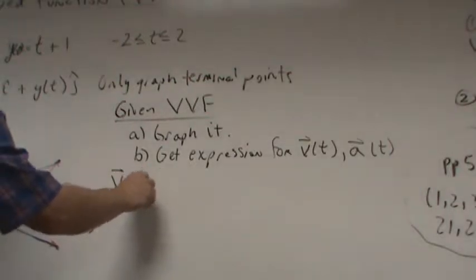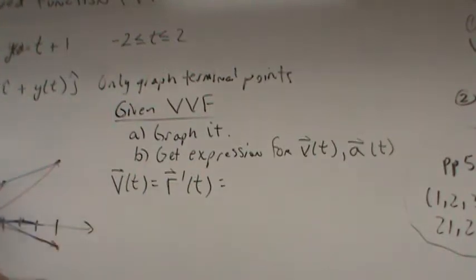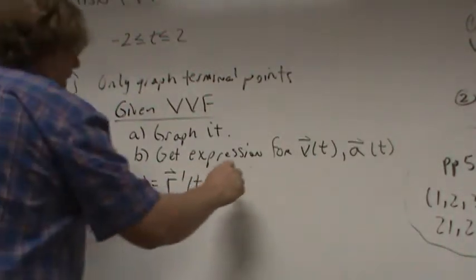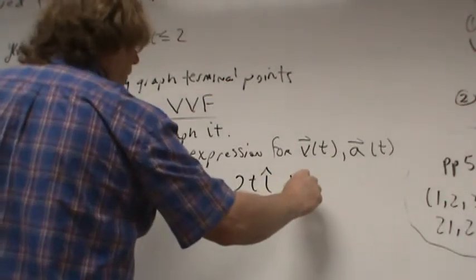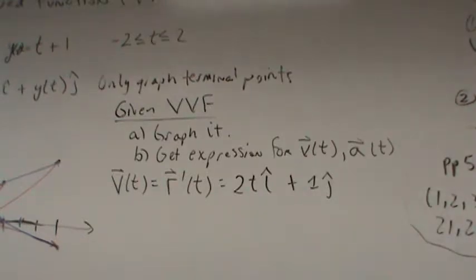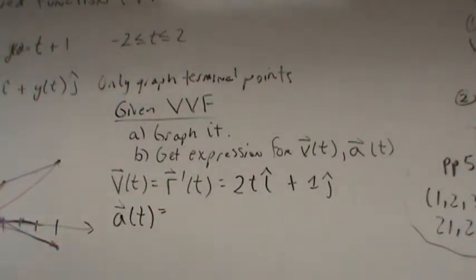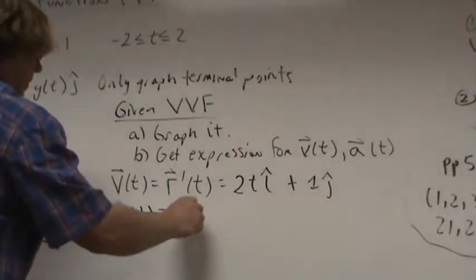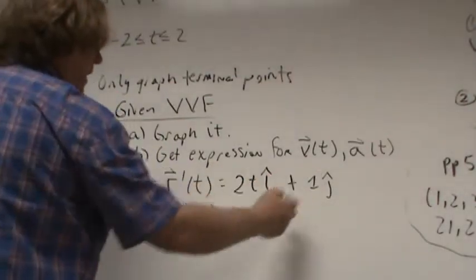V of t in this case is going to be r prime of t. It's the derivative. And when I take the derivative, I just take the derivative of the x and the derivative of the y. So that's my collection of velocity vectors. And then finally, acceleration is going to be the derivative of the velocity vector-valued function. And again, I can just get the derivative of the x and the y separately.